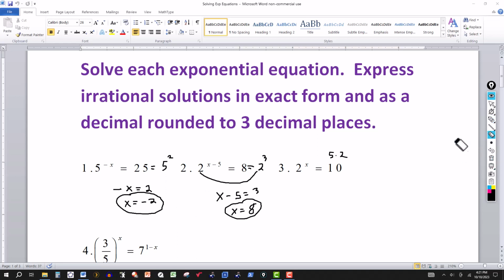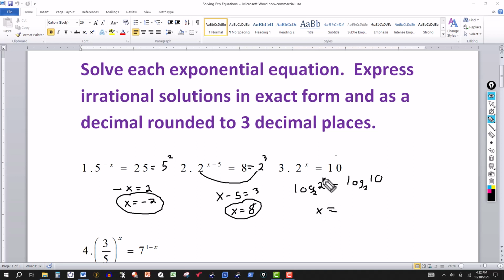So what I have to do then is use something like this. I can work this two ways. I can take the log of 2 to the x, and that'll be base 2. And then I do the same thing on the right side: log of 10 to base 2. So here I have log to base 2 of 2 to the x. These bases are the same here. That just gives me an x.